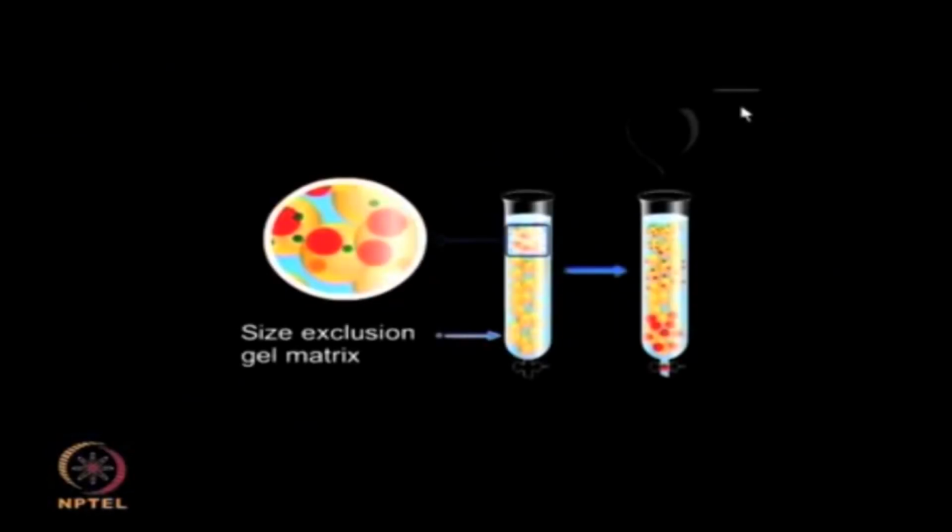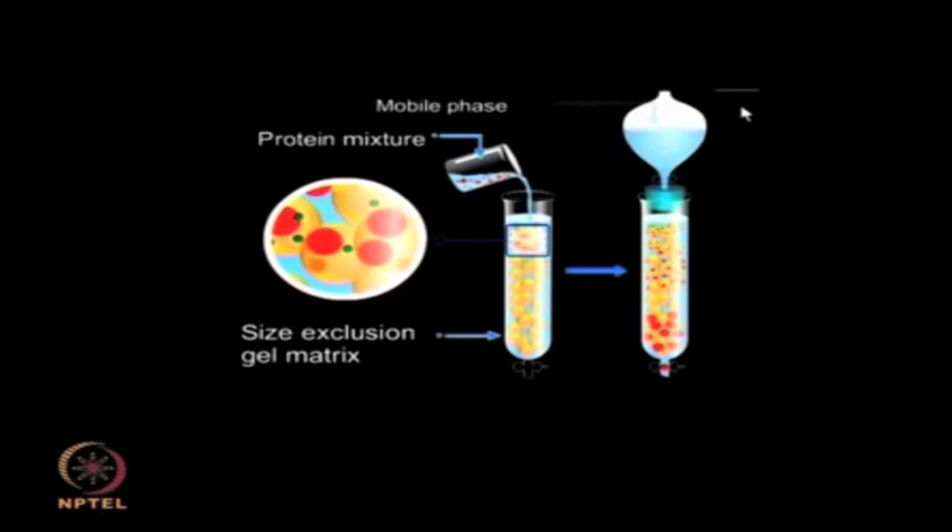Let us first give the definition of a few components. Size exclusion gel matrix: the matrix filling the gel filtration column consists of a highly hydrated polymeric material, commonly dextran, agarose or polyacrylamide. The protein mixture is a mixture of unpurified proteins of different sizes, which is applied on top of the column. Mobile phase.